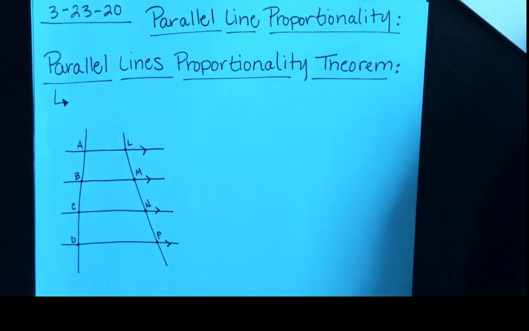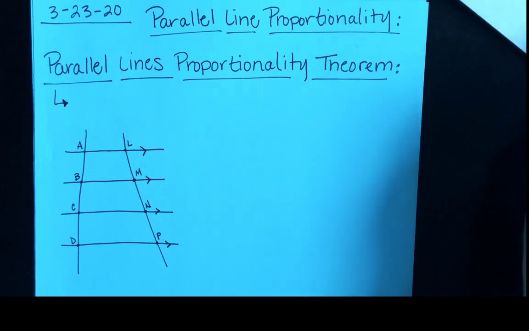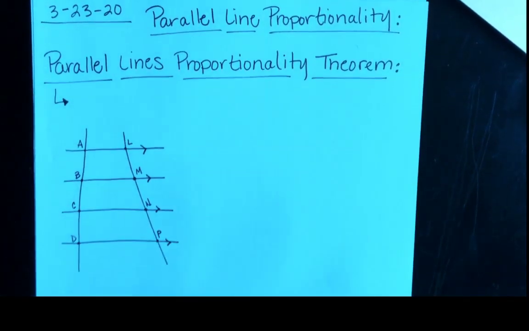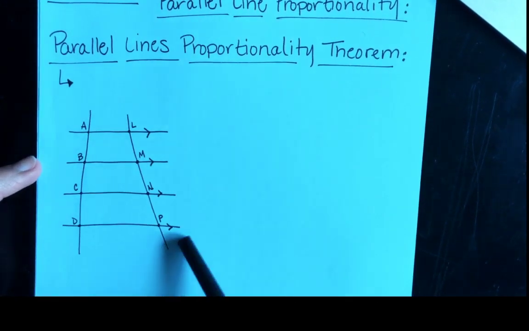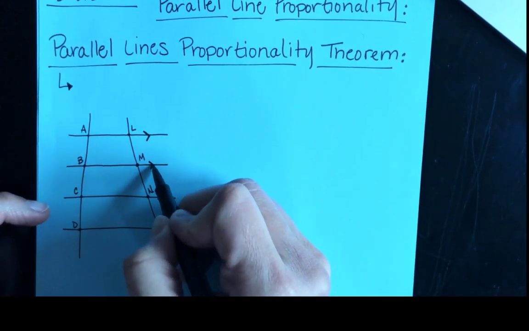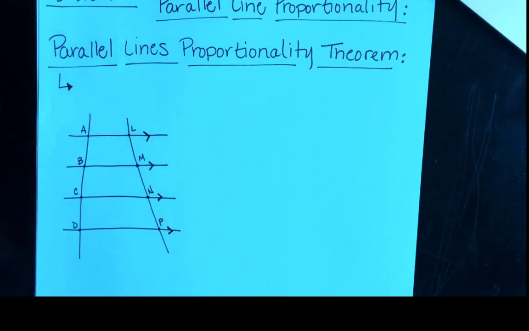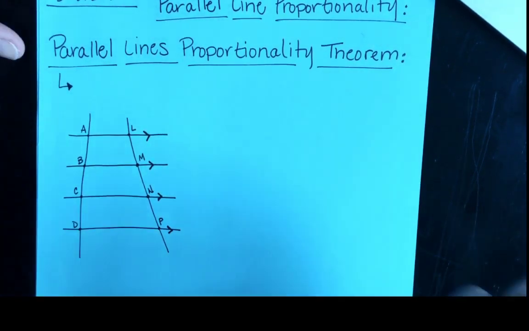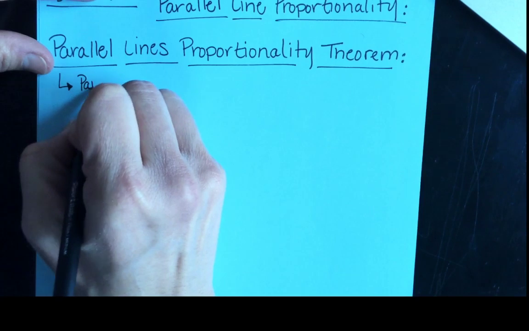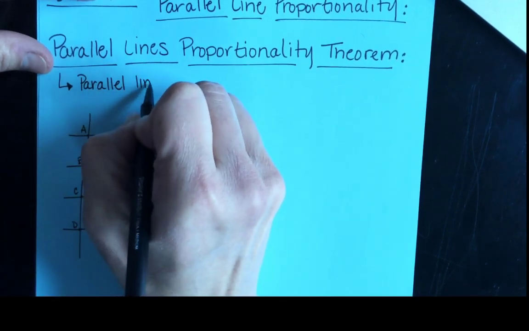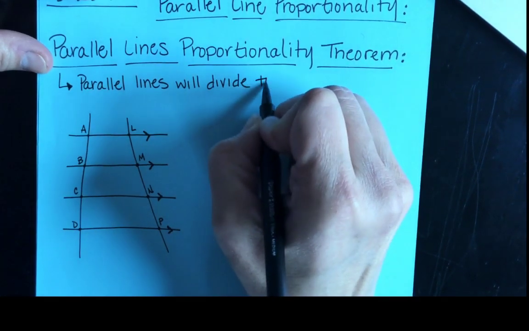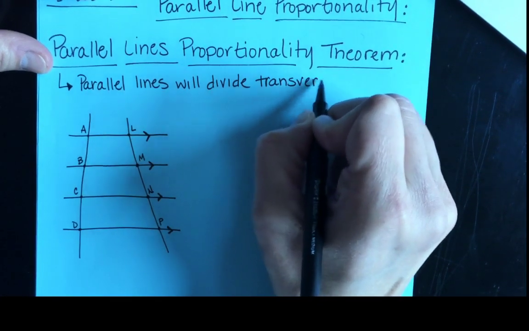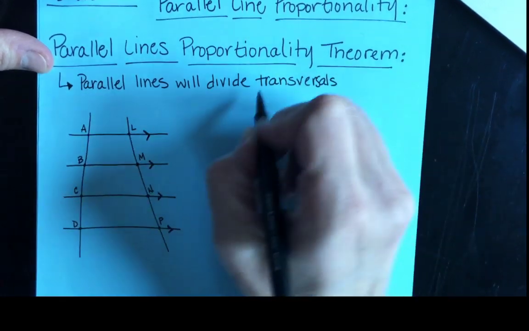So one of the things that I have found is with this next theorem, it works best if we pay attention to the fact that we do have these parallel lines. First off, you're going to see a picture that pretty clearly shows a bunch of parallel lines. And the theorem says that parallel lines will divide our transversals proportionally.